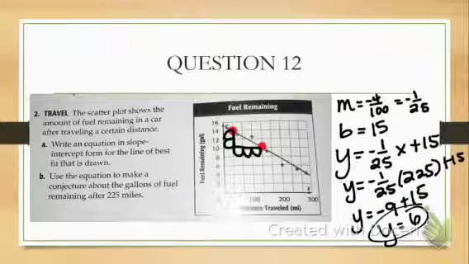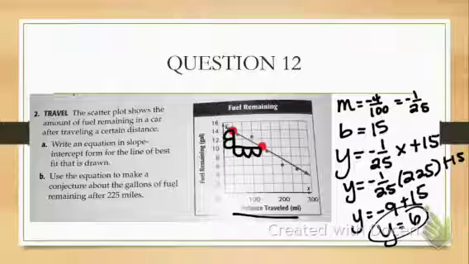The second part of our question asks us to make a conjecture or prediction about the amount of gas remaining after 225 miles. So if we're going to use our equation for that, we'll plug in 225 for our x value, since our miles is our x-axis. So -1/25 times 225 is -9. And -9 plus 15 is 6.